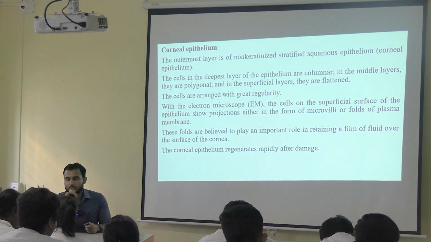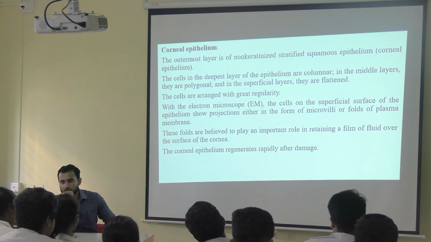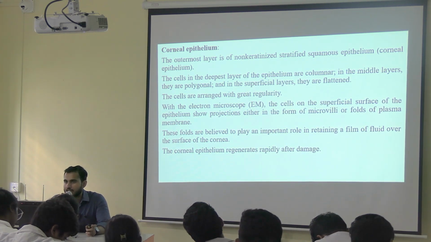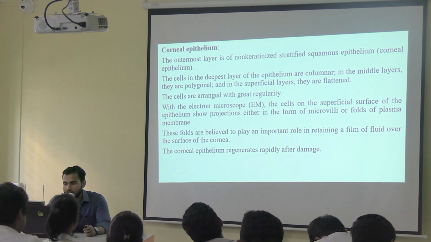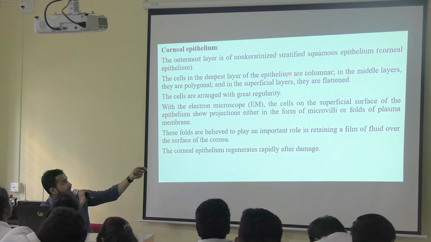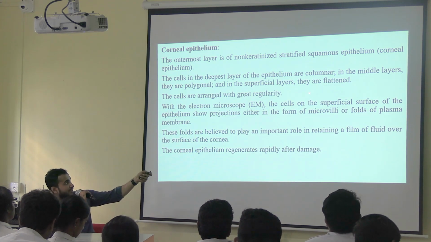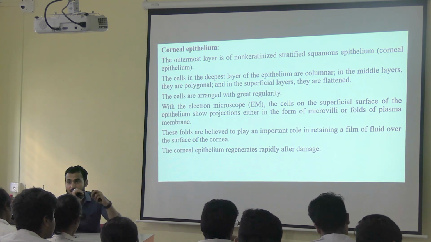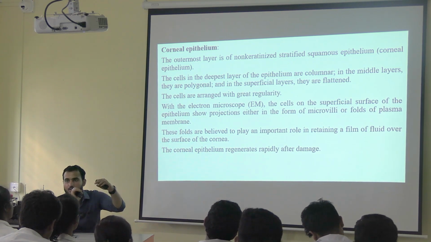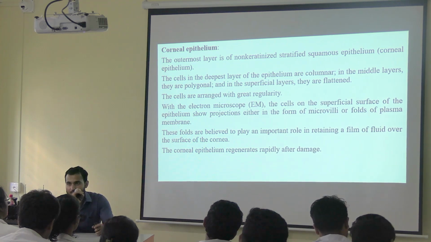Corneal epithelium, as I said, is stratified squamous non-keratinized epithelium. As it is stratified, multiple layers of cells are present. How they are arranged, you have to understand. The deepest layers are columnar, middle layers are polygonal, and superficial layers are flattened or squamous. First columnar, then polygonal, then flattened or squamous. This is how the cells are arranged.